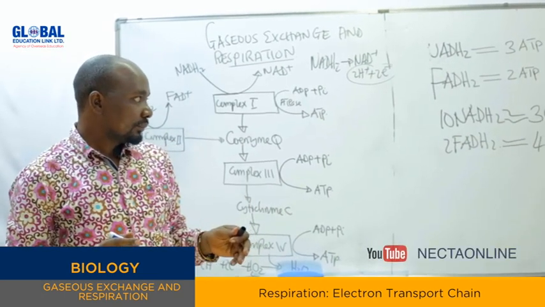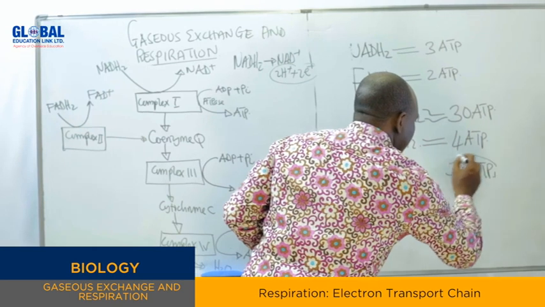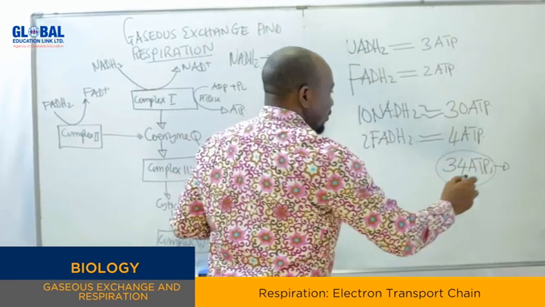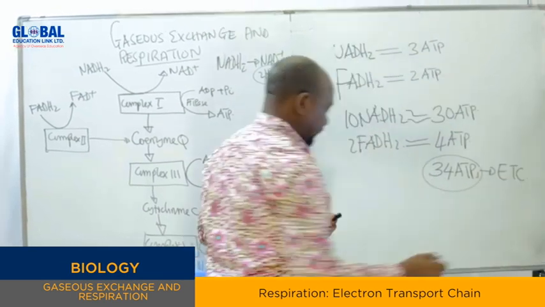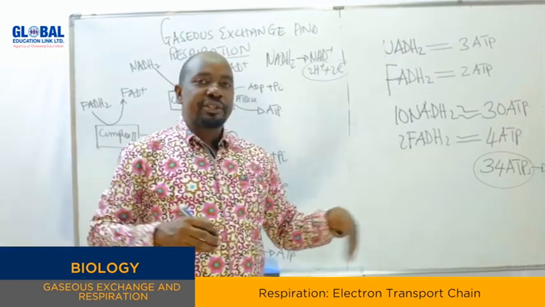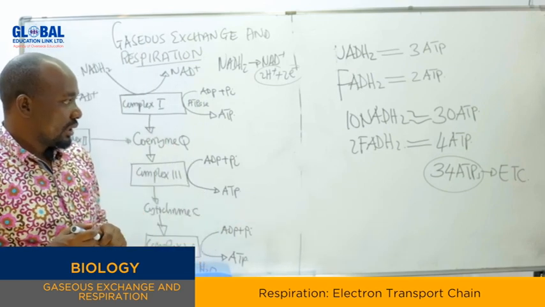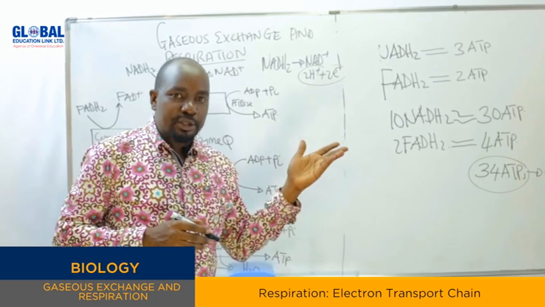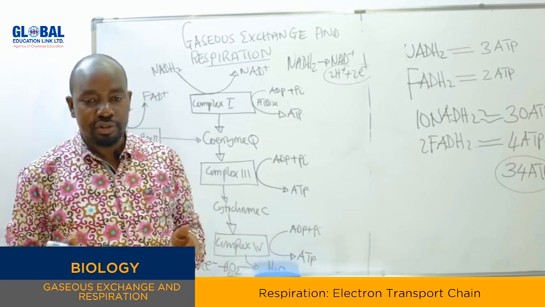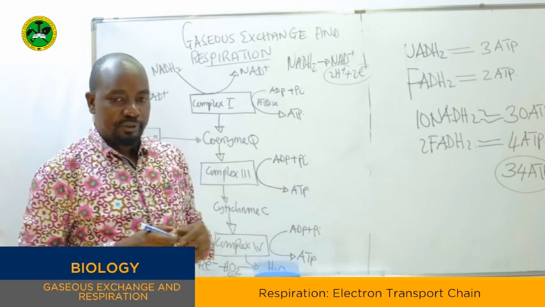So in totality, 34 ATP are given out in the electron transport chain. So the electron transport chain, dear students, you can see it produces a large amount of energy compared to the first two stages, because in the glycolysis only 4 ATP were produced, a net of 2, because the 2 are paid back. So only 2 ATP are produced by the glycolysis, and in the Krebs cycle only 2 ATP are produced, a total of 4 for the first stages.